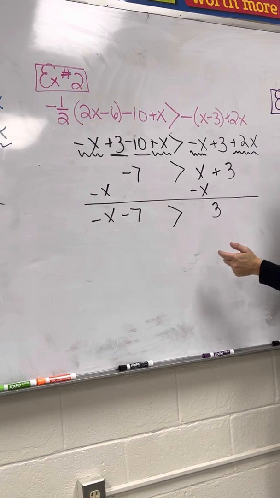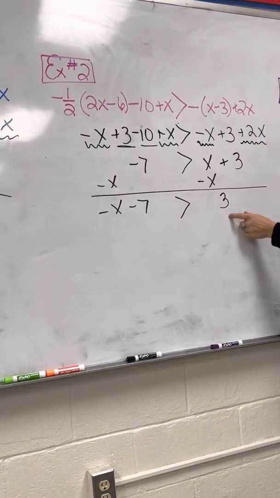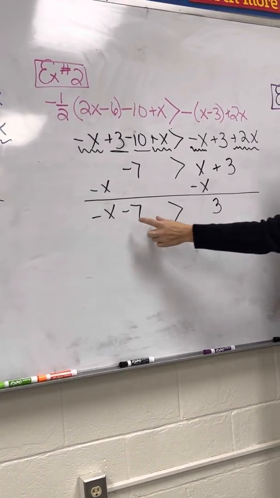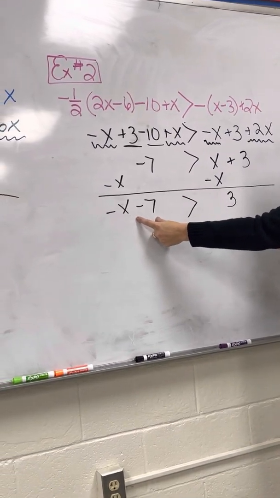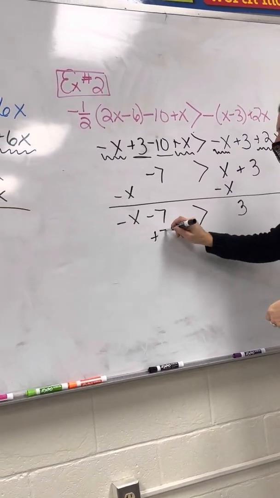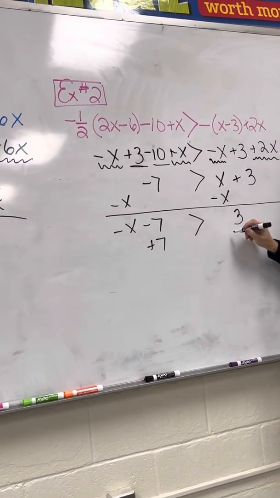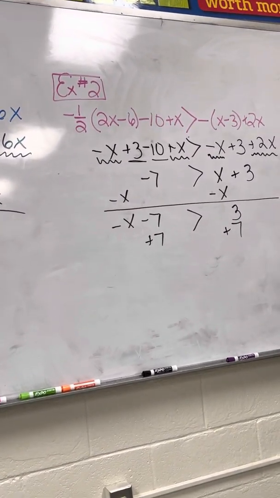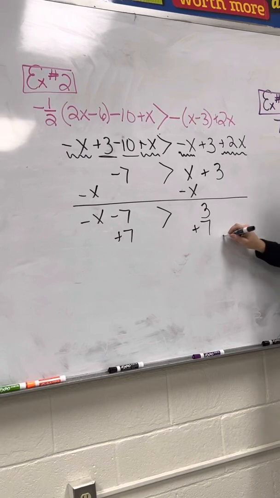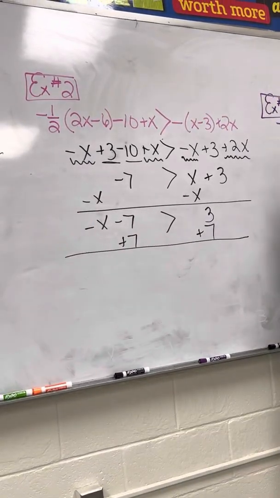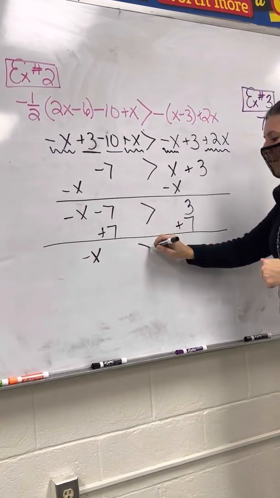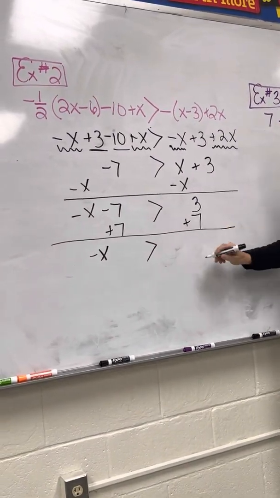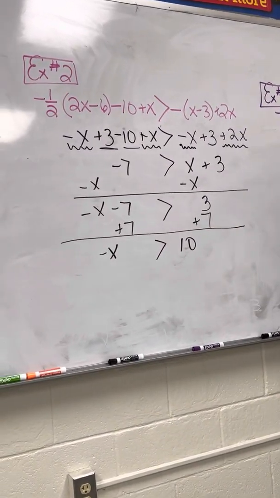The next step says move the constant to the right. Here's my constant. I'm going to move it by doing the opposite operation. So I'm going to add 7 to make that one go to the right, and also do the same thing on the right to keep my inequality balanced. Bring down my -x. Bring down my symbol. 7 plus 3 gives me 10.